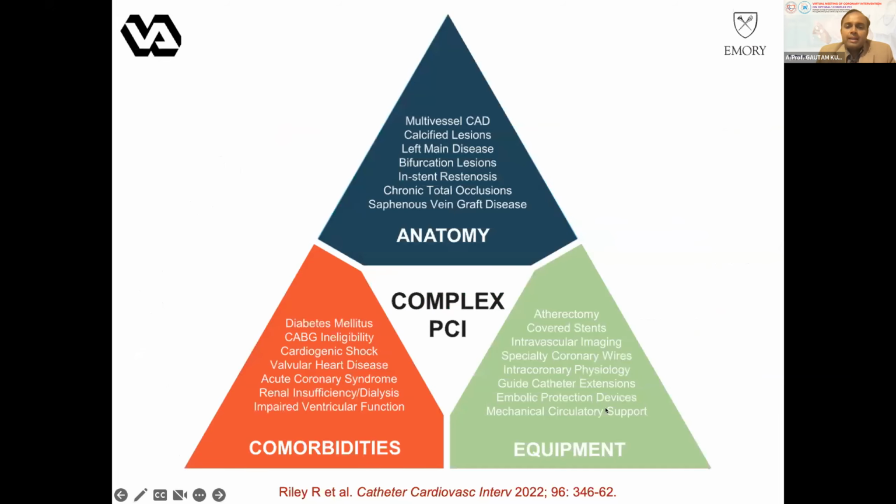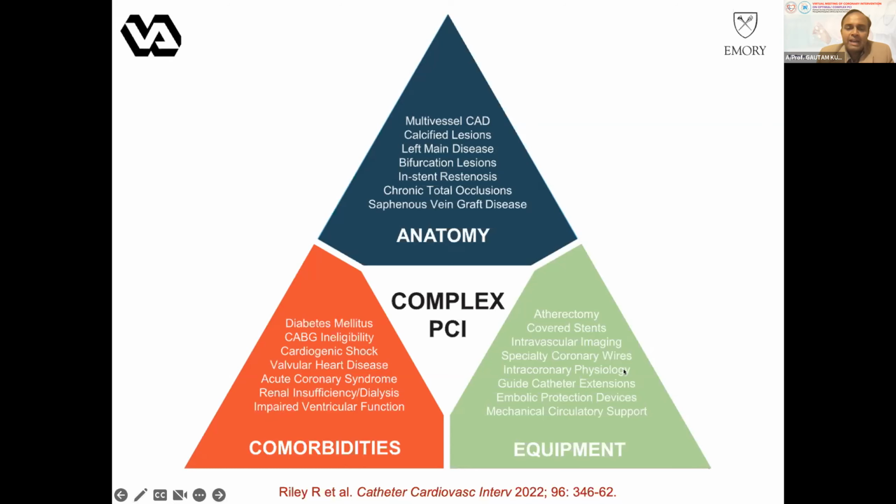So if you look at the anatomy alone in complex PCI, you have diabetes mellitus in terms of comorbidities, CABG ineligibility, CABG turndowns being fairly common, cardiogenic shock, valvular heart disease, acute coronary syndrome, renal insufficiency or dialysis, and impaired ventricular function. So these are the parameters that we have to consider.